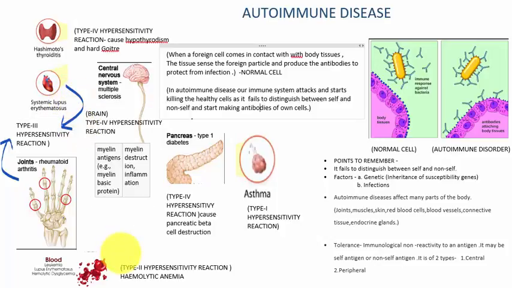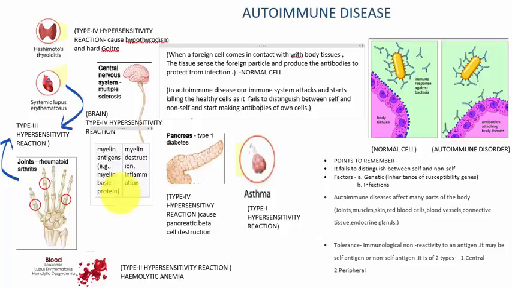Then the next is hemolytic anemia. We have already discussed it in the type 2 hypersensitivity reaction. Due to Rh incompatibility, it causes hemolysis of RBC in newborn infants. Next one is multiple sclerosis. It occurs in the central nervous system. It is also a type 4 hypersensitivity reaction.